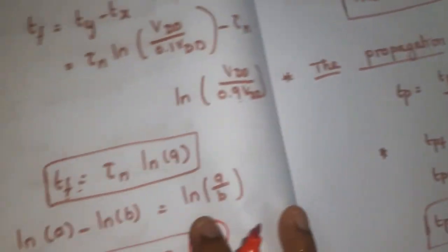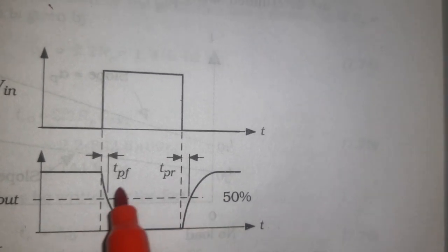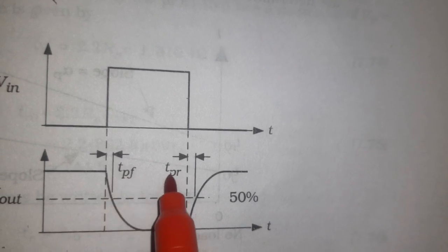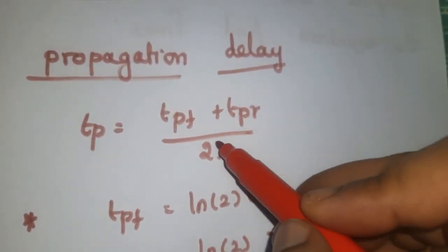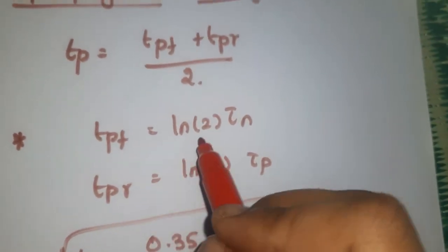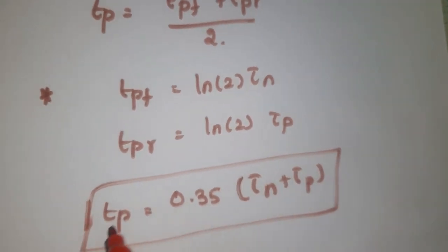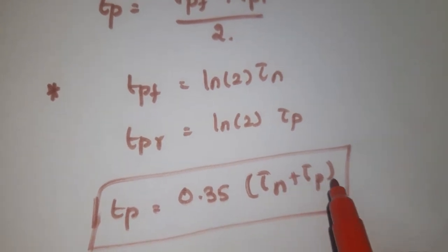And also next one is propagation delay. We have the time between the fall time and rise time, and we will get the propagation delay, that depends on TPF and TPR, fall and rise. So this propagation delay is equal to TPF plus TPR divided by 2, and TPF is equal to ln 2 of tau n and TPR is equal to ln 2 of tau P, and solving this we will get propagation delay equal to 0.35 into tau n plus tau P.